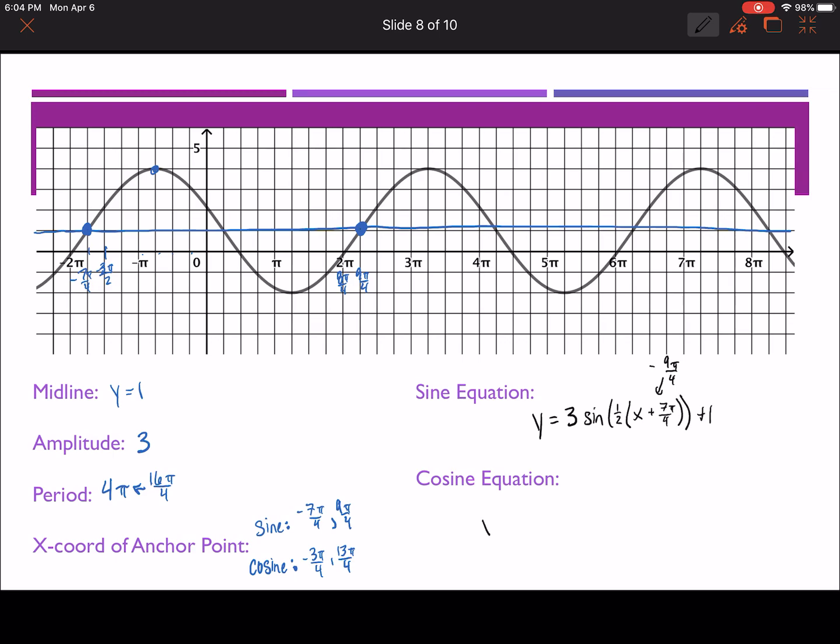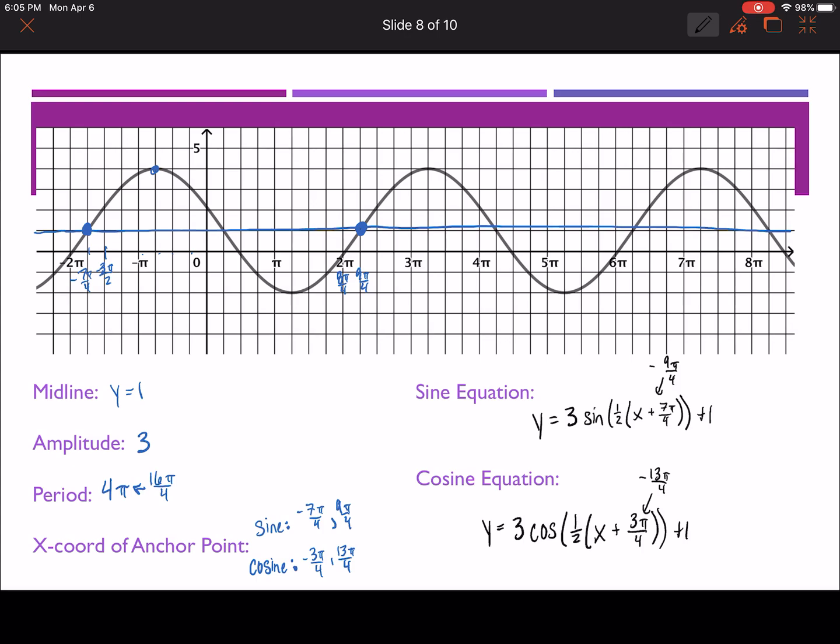For our cosine function, we still have an amplitude of 3. We still have the same period of 4 pi, so 1/2 is our frequency. It's either plus 3 pi fourths, or it is negative 13 pi fourths, plus 1. And there we go. All right, so that's how we can go from the graph that is given and write the equation.